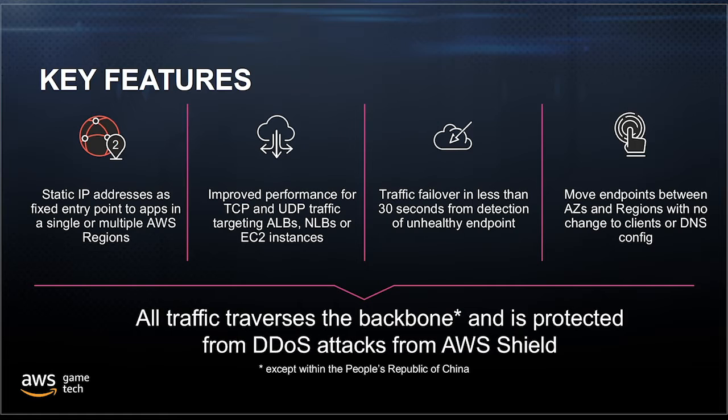Every accelerator comes with two static IP addresses, and they act as the fixed entry point to applications in a single or multiple AWS regions. You get improved TCP and UDP performance for your traffic, and you can use application load balancers, network load balancers, or EC2 instances as the target. You have traffic failover in less than 30 seconds from detection of an unhealthy endpoint, and finally, you can move endpoints between availability zones and regions without having to change DNS configurations.